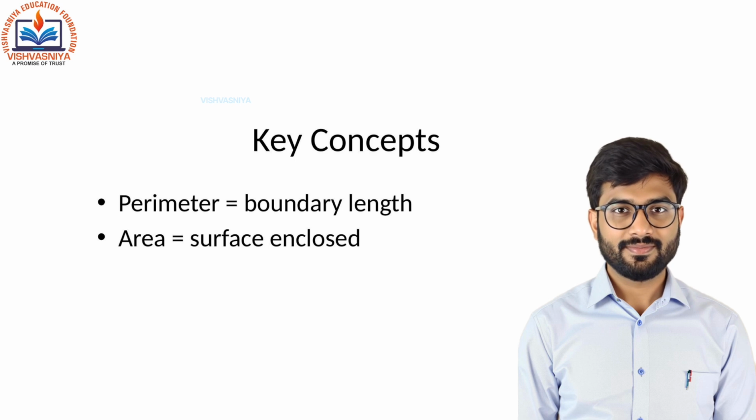Before moving to formulas, let's revise the key terms: perimeter, the boundary length of a figure; area, the surface enclosed inside the figure. In 2D mensuration, we mostly work with perimeter and area.